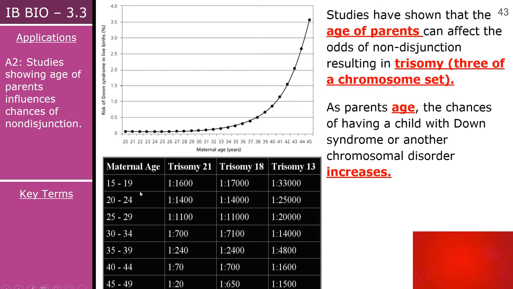So here is a table of ages, and this is the risk of the different trisomies. These are the only 3 that are survivable. And in the case of trisomy 18 and 13, the babies only live about a week. Trisomy 21 is the longest lived one. So you can see that if you had a baby when you were a teenager, you would only have a 1 in 1,600 chance of having a child with Down syndrome. But by the time mom is 45 to 49, that risk goes up to 1 in 20.